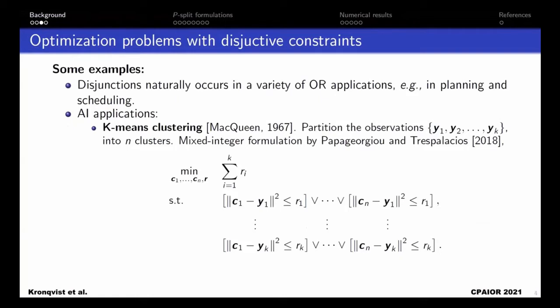But there are also several applications in AI. For example, k-means clustering, where we want to partition a set of observations into clusters. And this can be formulated as a disjunctive program where each data point y has to be assigned to a cluster. And depending on which cluster the point is assigned to, we get a different function to express the distance to the cluster's centroid. And for each data point, we get a separate disjunction.